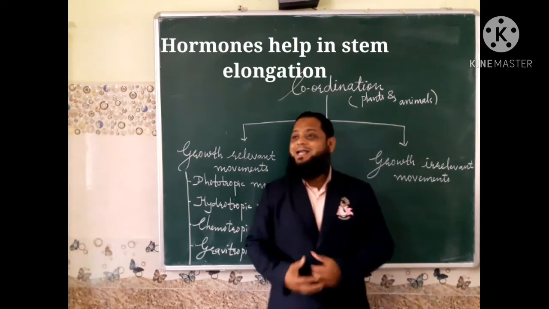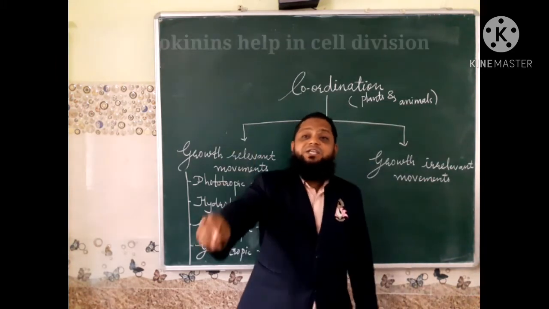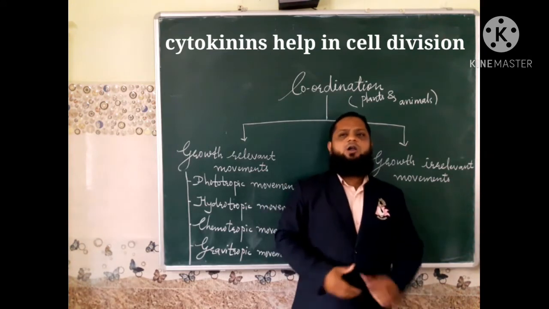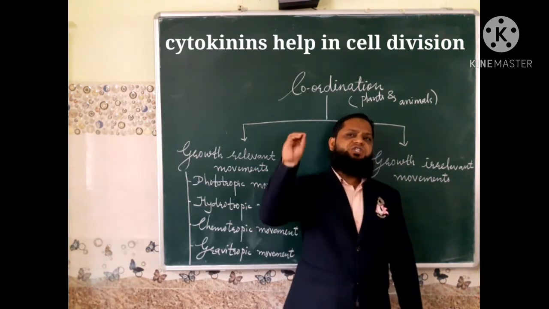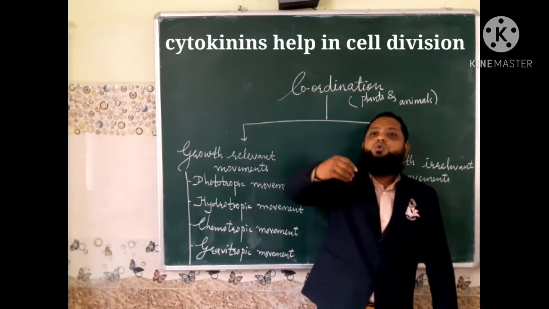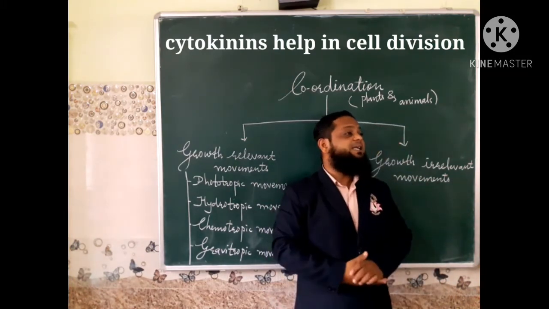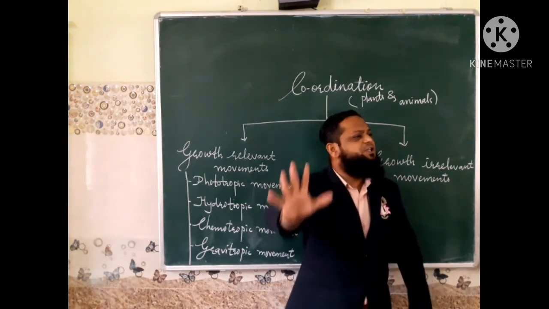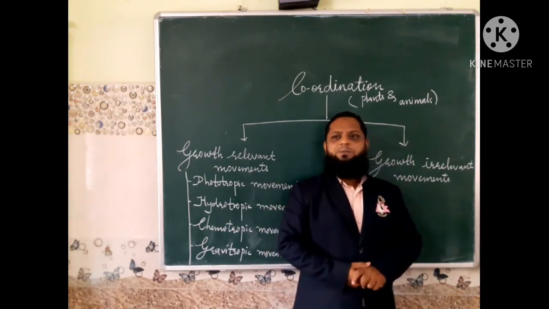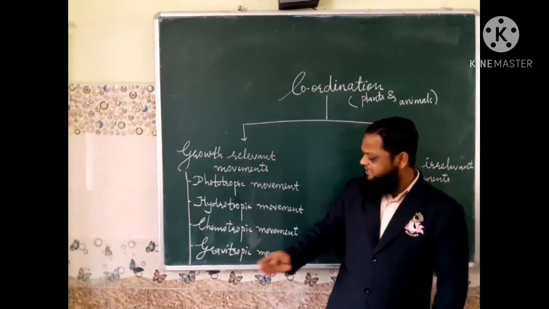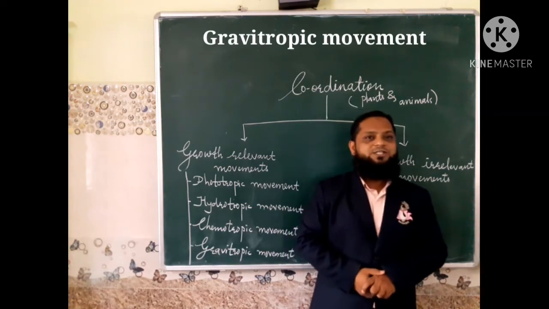And the third hormone is the cytokinin hormone. The main function of the cytokinin hormone is to help in cell division. So my dear children, these are all the chemical responses plants give. And the fourth type is gravitropic movements.